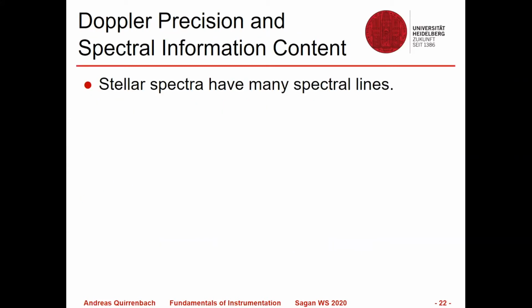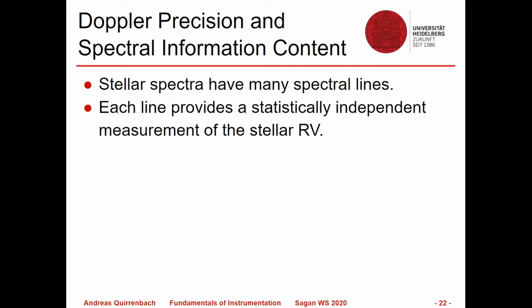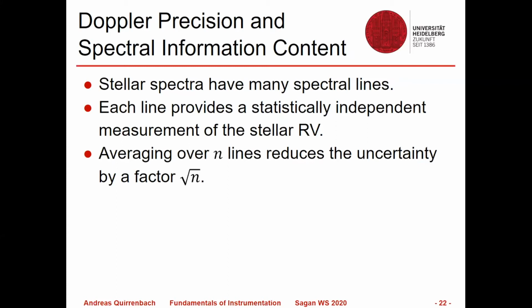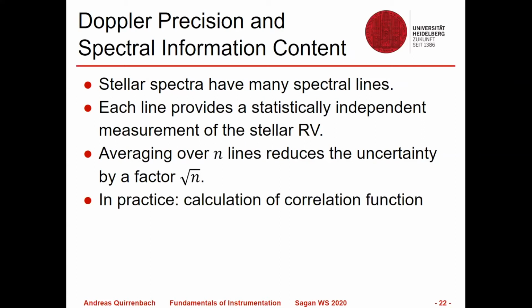So we have to think about the other fact that helps us, and that is stellar spectra have very many spectral lines. And each line provides a statistically independent measurement of the radial velocity. So if you have n lines in your spectrum and you can average over them, you get another factor of square root n. In practice, you wouldn't do that. You would calculate a correlation function, but that's just a technical detail. The intuitive thing is, if you measure 1,000 lines, you gain another factor of square root of 1,000, or about 30, and that gets you down from 30 meters per second to 1 meter per second.